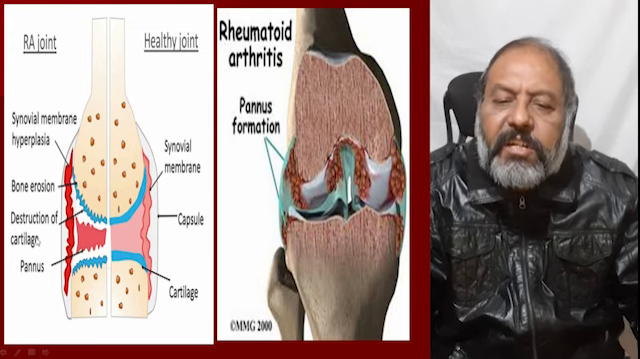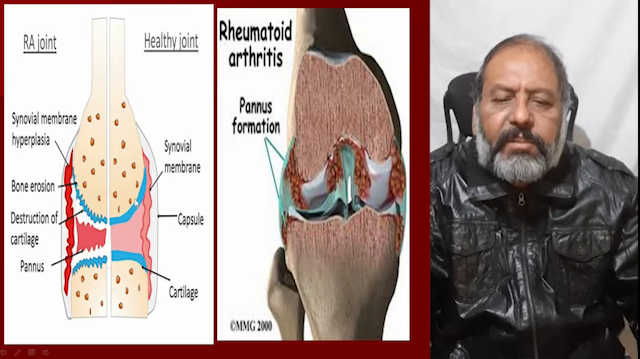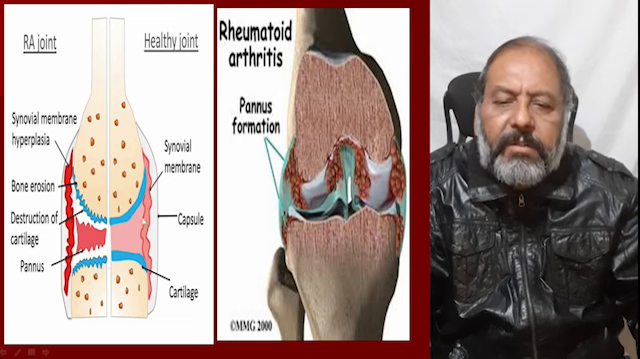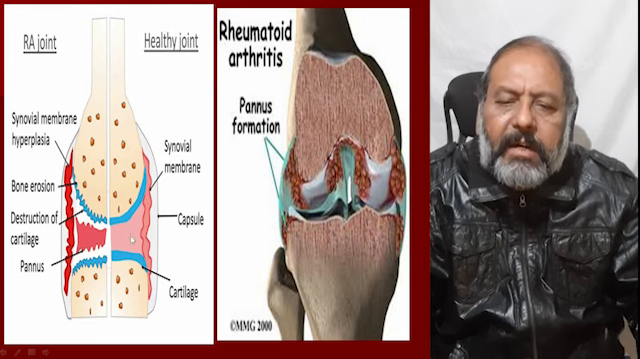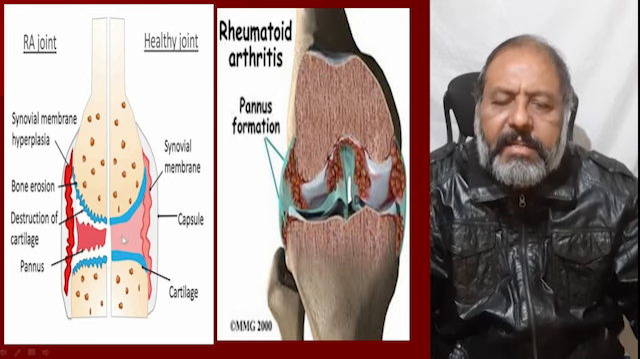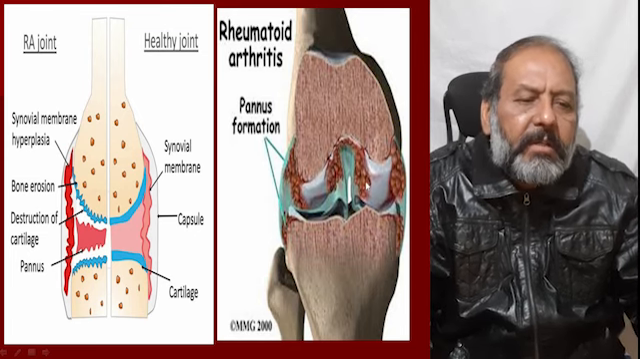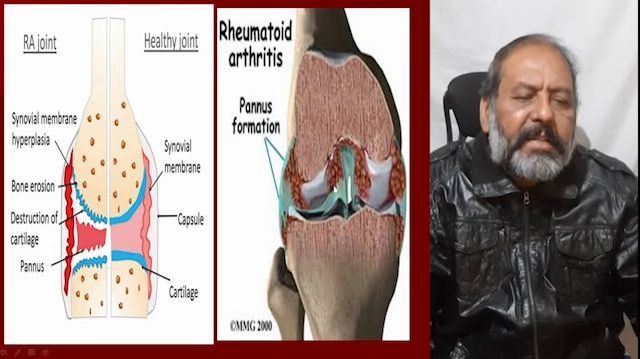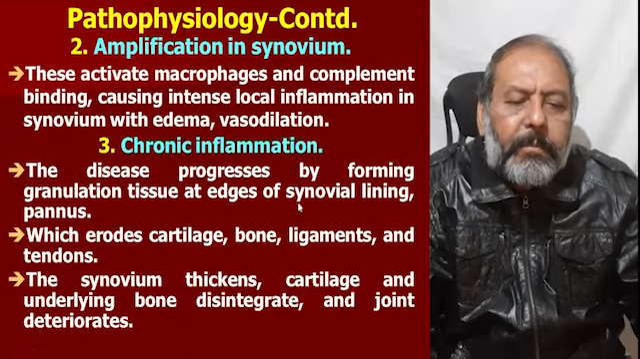Then there is the destruction of the cartilage. One can see the destruction of the cartilage, and here one can see the smooth lining of the cartilage. Now there is pannus formation here in rheumatoid arthritis, which is not there in the healthy joint. One can see the pannus formation just here between the two bones, and that is causing the problem. Here one can see that between the two ends of the bone, there is pannus formation.